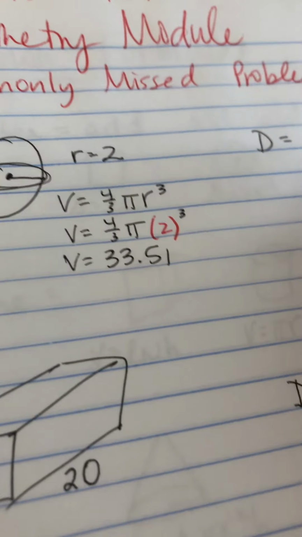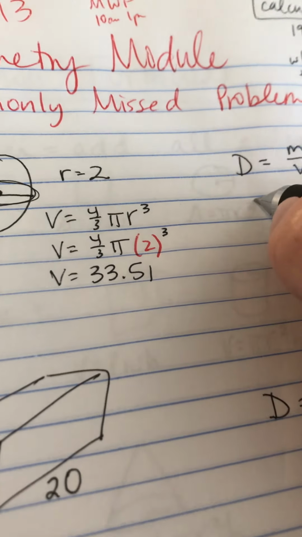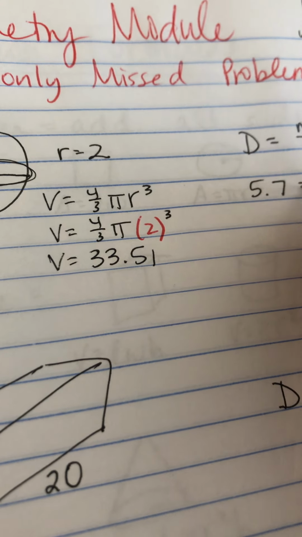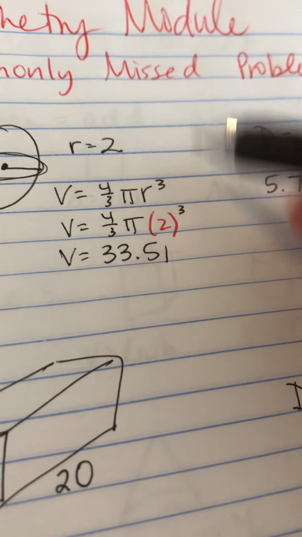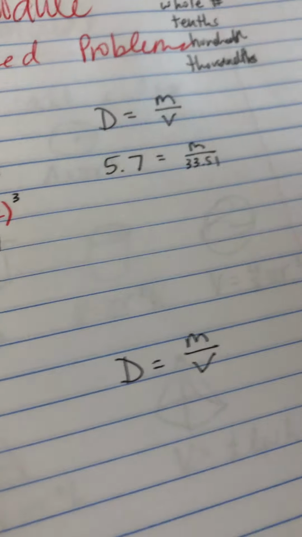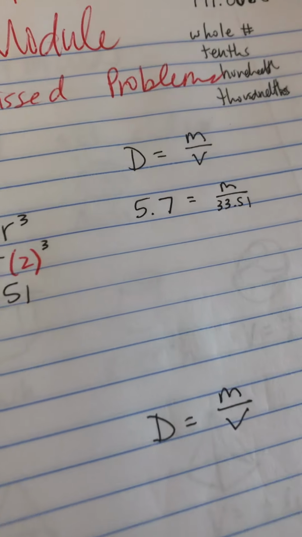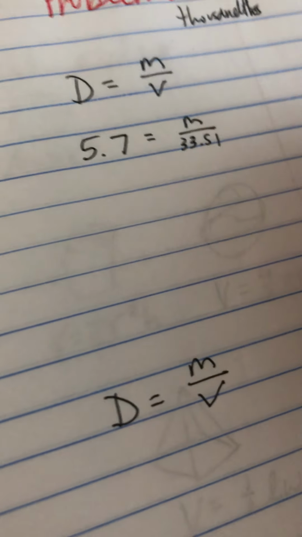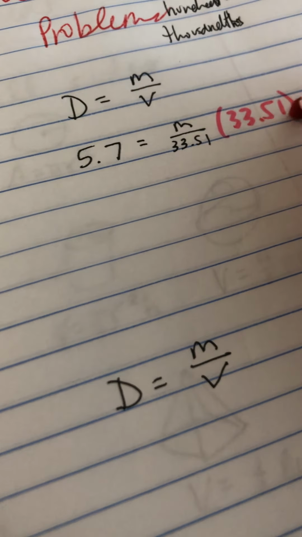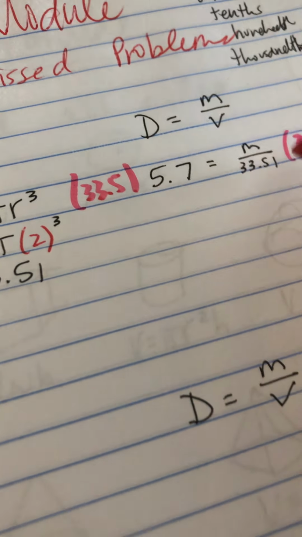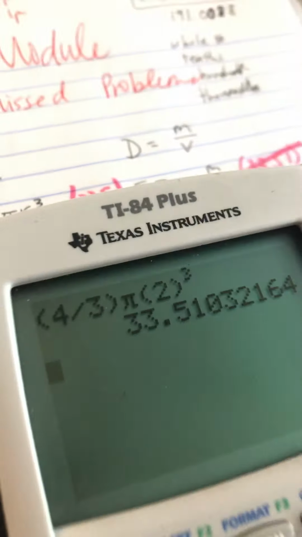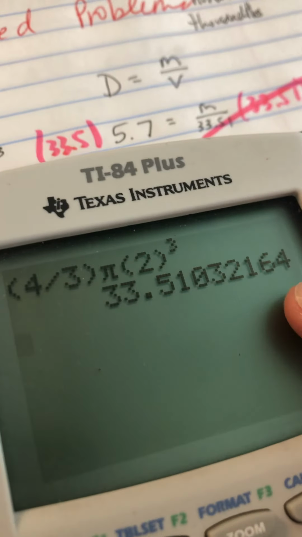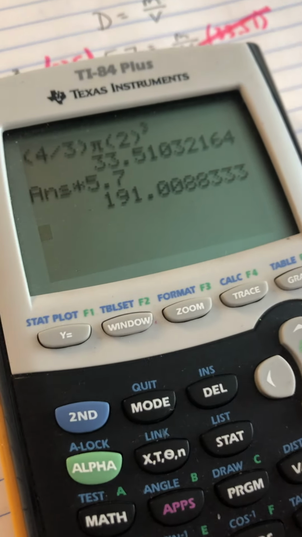I think it gives you some other density, like 4 point something, but I'm going to give you 5.7. If my density is 5.7, and I calculate this volume to be 33.51, I'm wanting to find the mass. The only way that I can find mass is by doing the opposite. Because it says m divided by 33.51, I'm going to multiply by 33.51. My advice to you is, because this 33.51 is not just that, there are all these other numbers, I would suggest that you leave it in and then say times 5.7. And so I get this long number, 191.